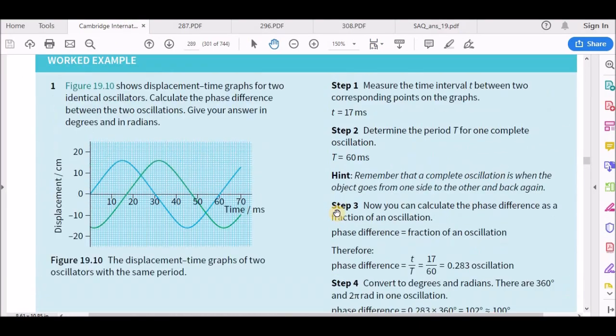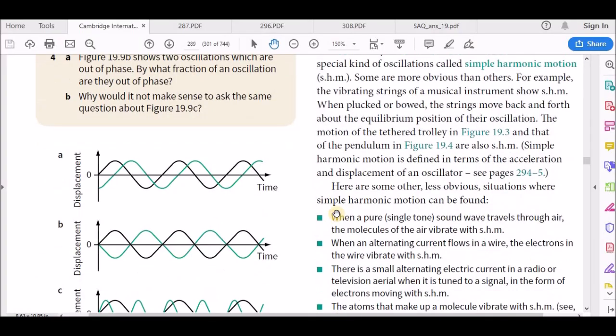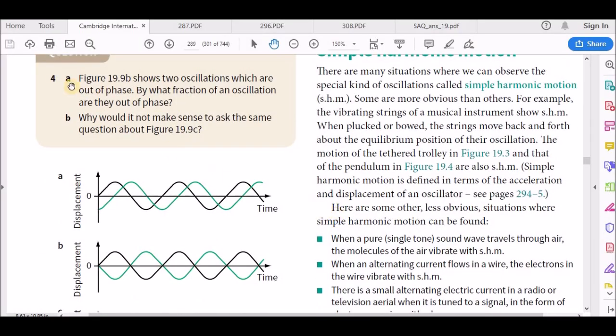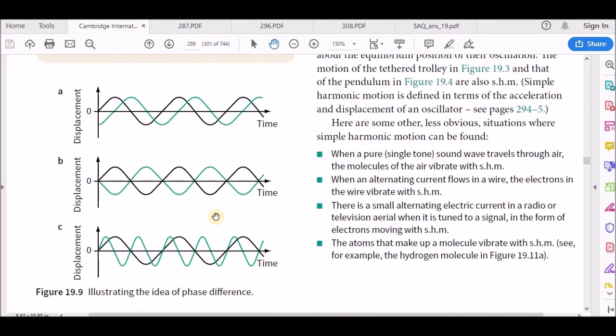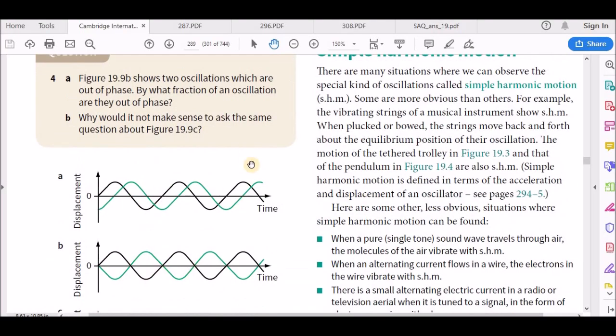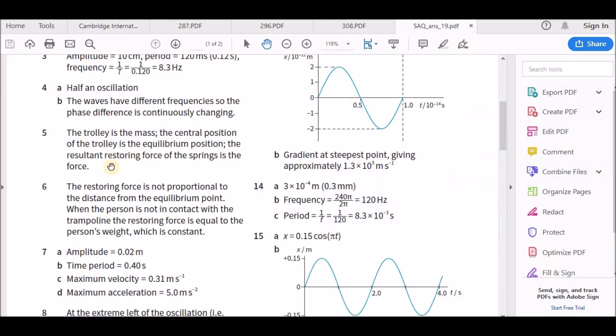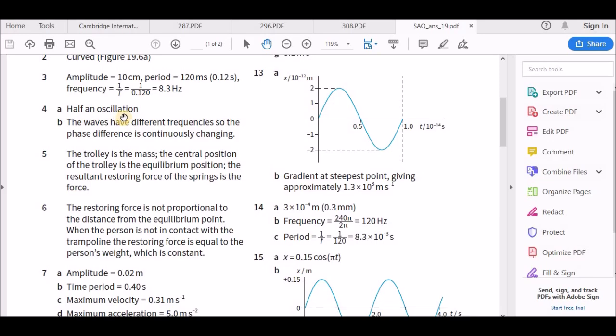Okay, we missed one question. That was question number 4, I think. Let's check that now. Okay, figure 19.9b shows two oscillations which are out of phase. By what fraction of an oscillation are they out of phase? So it's half a wave. Half a wave means 90 degrees. Sorry, 180 degrees. Okay, half an oscillation or 180 degrees, or also we can say pi radians.